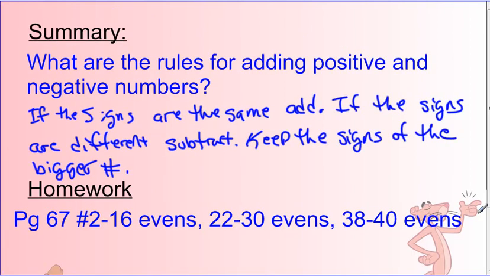And the homework comes from page 67, numbers 2 through 16 evens, 22 through 30 evens, 38 through 40 evens. So it looks like a lot, but it's not because there's just the even numbers. So there's like maybe 12 problems there, 15 problems maybe.